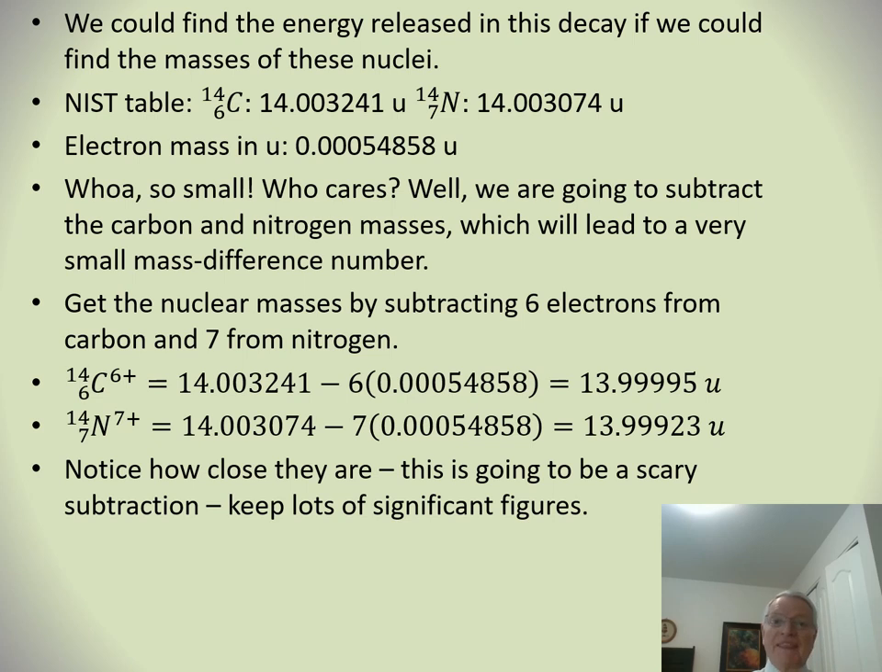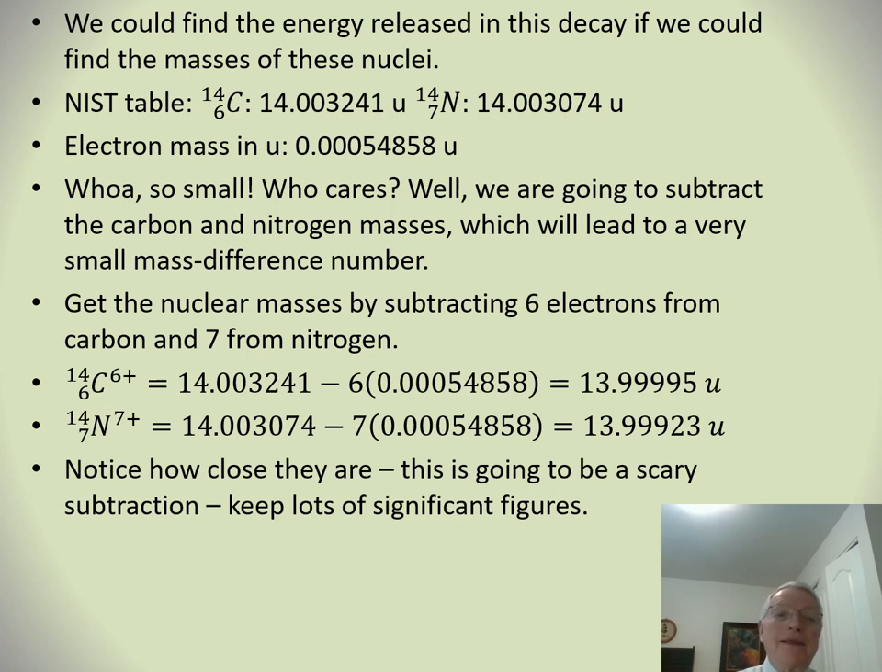Okay, let's find out how much energy is released in this decay. And we could if we knew the masses of the nuclei. So we go to the NIST table. We find that carbon-14 has a mass in atomic mass units of 14.003241 u, and nitrogen-14 is 14.003074 u, and the electron in atomic mass units is 0.0054858. Whoa, that's so small. The electron mass is just ridiculously small compared to those atomic masses. Who cares? Well, you care because we're going to do subtractions.